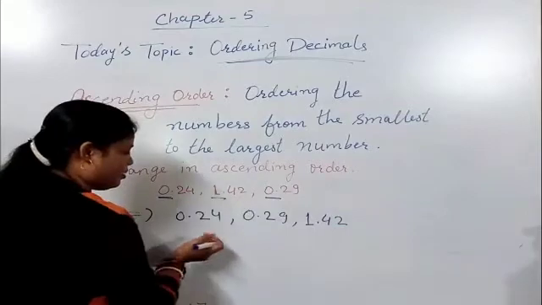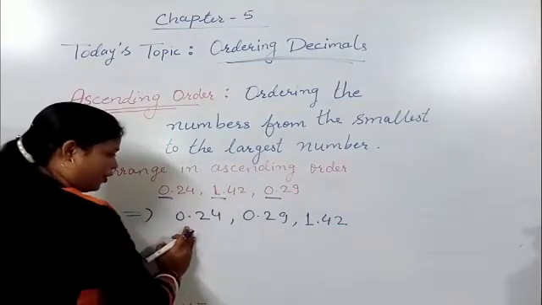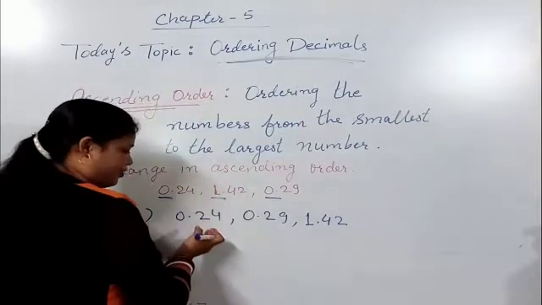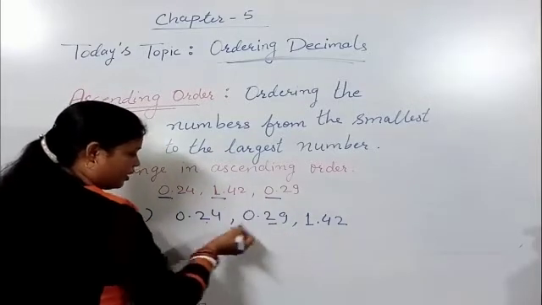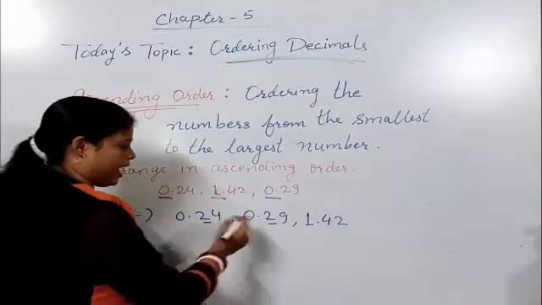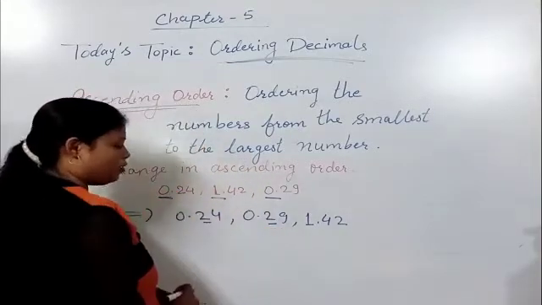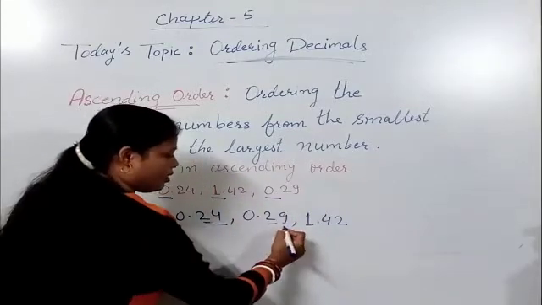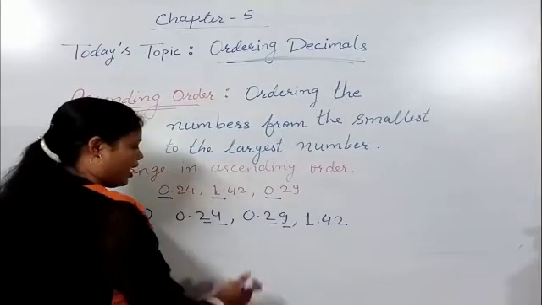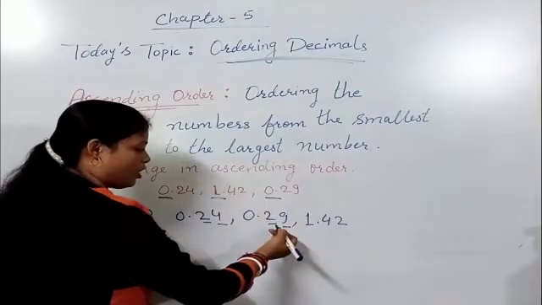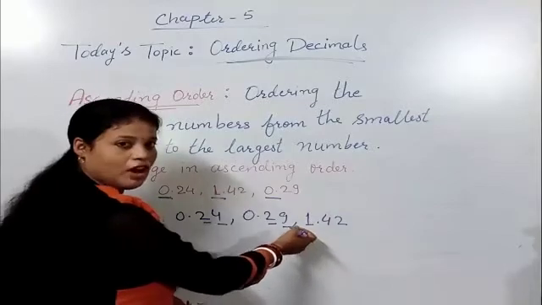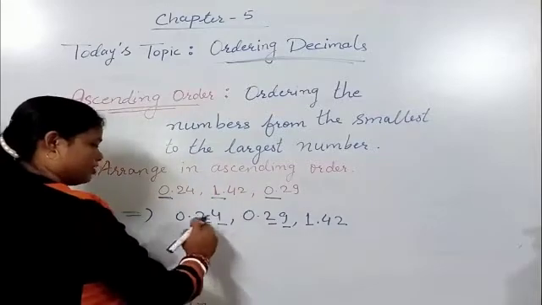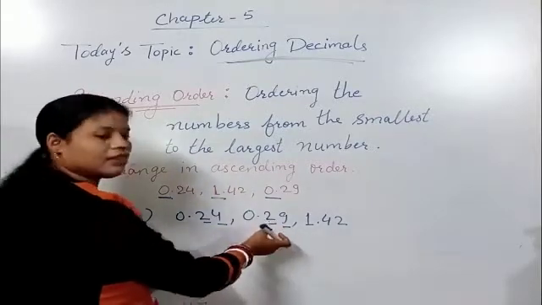Now we'll compare these two. Before the decimal both are 0, which means both are equal. Now we'll see after the decimal, the 10th place. Here also 2 and here also 2. Now we'll go to the 100th place. That is 4 here and 9 here. We know that 4 is smaller than 9, or 9 is greater than 4. So this number is smaller than this number.